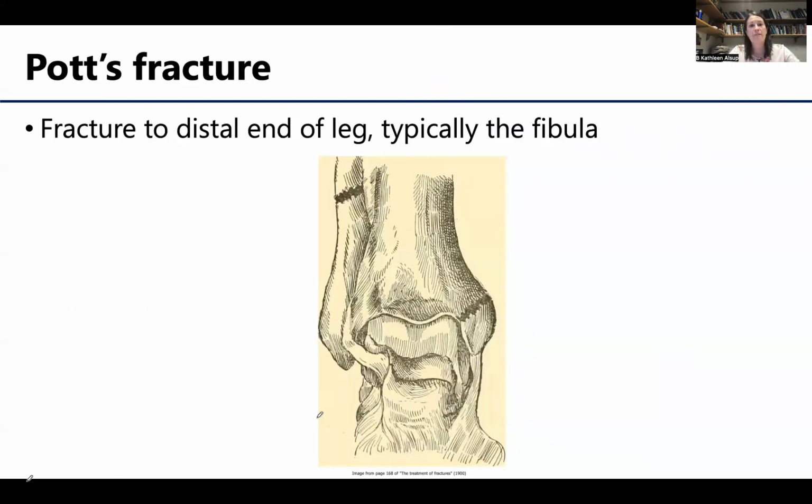Now you can have fractures to this general distal region. It's one of the more common regions where you'll have fractures. This is often referred to as a Pott's fracture, most typically when you have a transverse fracture of the distal fibula. It can extend to portions of the tibia as well, particularly that medial malleolus. But really it's the fibula that's going to be the most common.